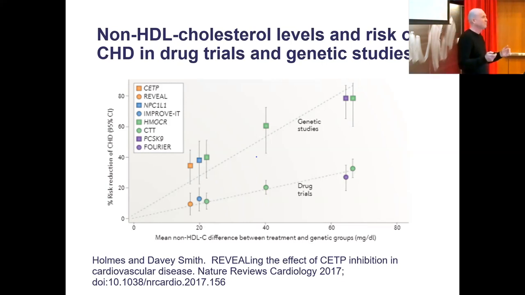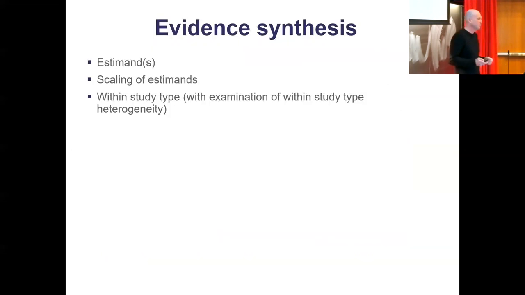And if you scale them with one completely separate set of data based on genetic variants related to CETP and CETP inhibitor, or genetic data related to Niemann-Pick C1 protein and Niemann-Pick C1 protein inhibitor, the genes are obviously completely independent, the drugs are completely different. But the scaling is the same. So you can actually work out when it is sensible to scale estimands from two different sources.